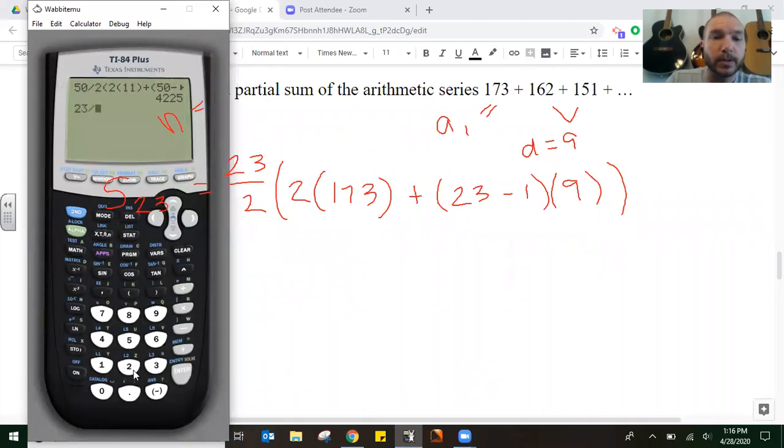23 divided by 2, close parentheses, 2 times 173, close parentheses, plus 23 minus 1. Isn't it fun to listen to Mr. Mossman read what's on the screen? Oops, too many parentheses. And enter.